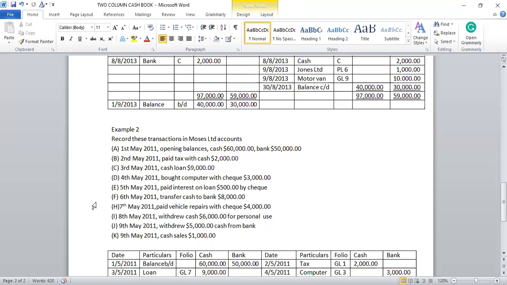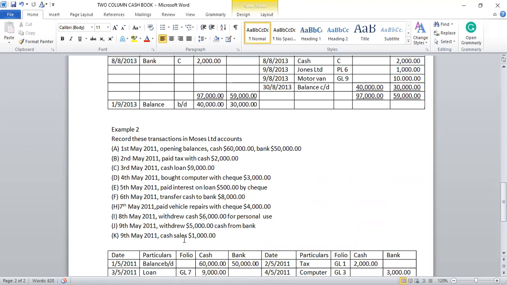I, 8 May 2011, withdrew cash $6,000 for personal use. J, 9 May 2011, withdrew $5,000 cash from bank. So it's a contra entry. It's a transaction between the cash and bank. Then K, 9th May 2011, cash is $1,000.